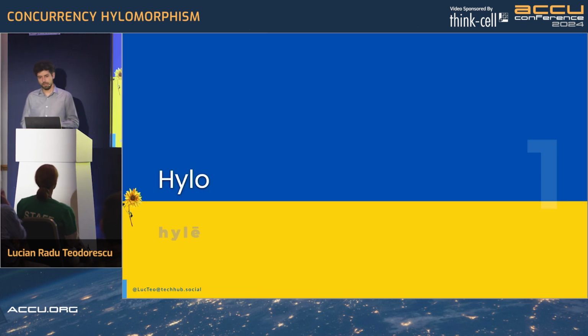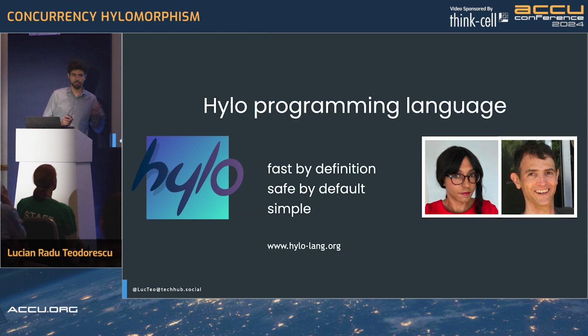Hylo. So the Hylo programming language, formerly known as Val, was introduced at C++ Now 2022 by a keynote by Dave Abrahams and Dimitri Racordon. And it has three pillars. It's fast by definition, safe by default, and it's simple. And when I say safe by default, what I mean is it doesn't have any undefined behavior, but yet it's still fast and it still allows compilers to optimize the code.